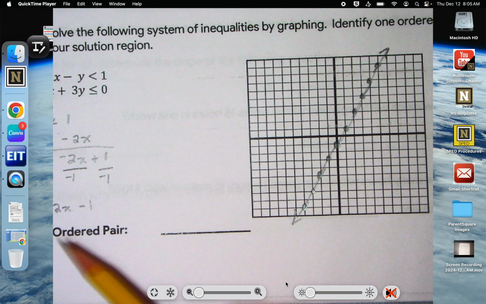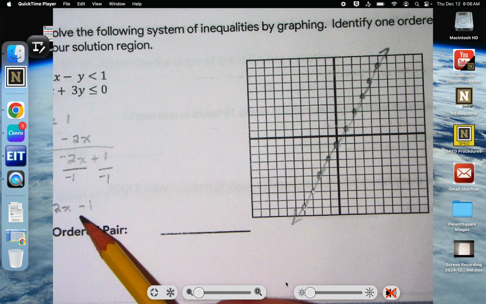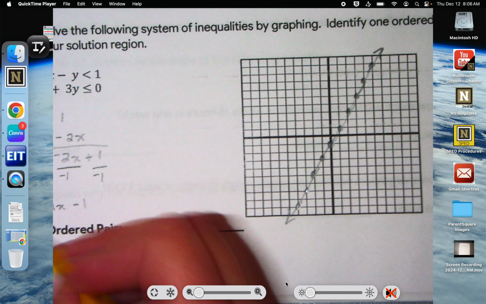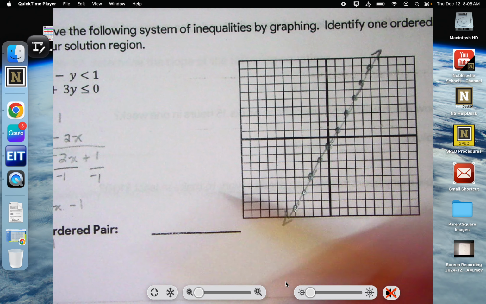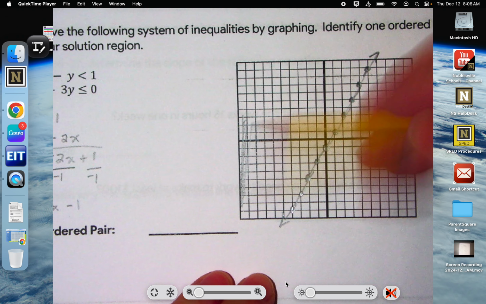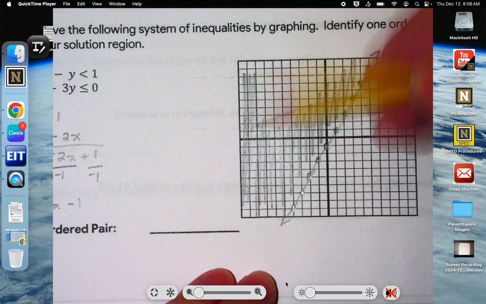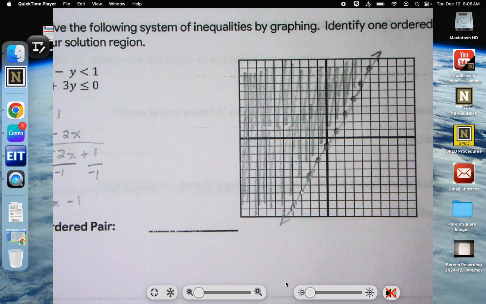And then I have to decide, do I shade on this side or do I shade on this side? So remember, we put 0 in for x and y. So is 0 greater than negative 1? Well, yeah. So I'm going to shade all of this. I'm just using a pencil. You can use colored pencils if you so desire. Okay, so that's my first inequality.